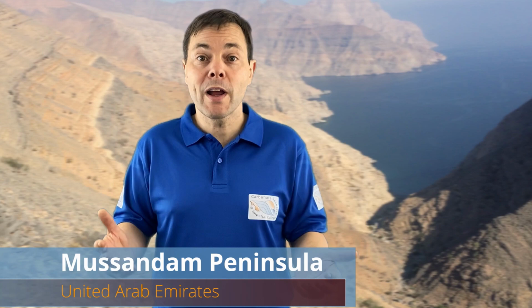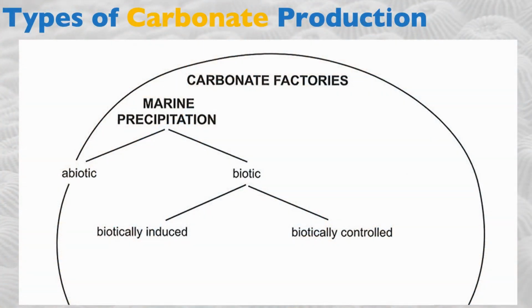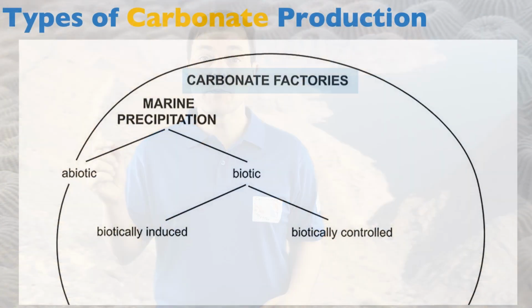So we will try in this class to understand what carbonate factories are. On this slide here, I'm showing you that carbonate factories can be understood or divided based on the type of precipitation that takes place on them. So the best definition of a carbonate factory, I think, is the place or the location where carbonate production takes place.